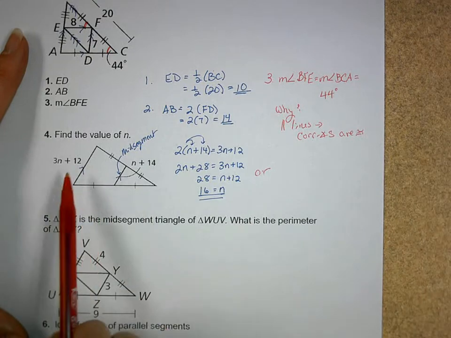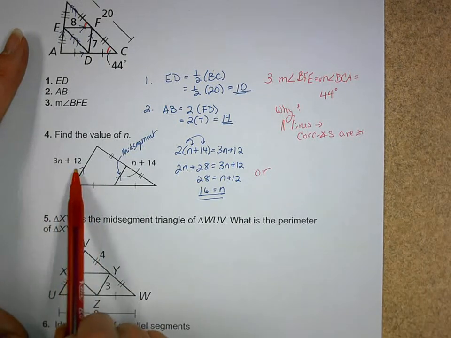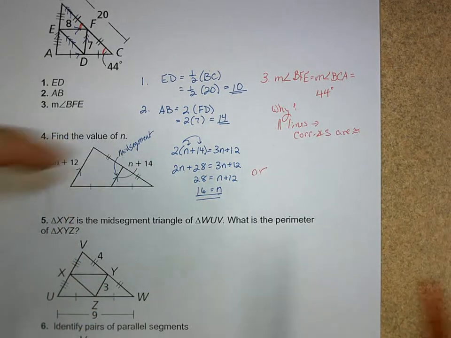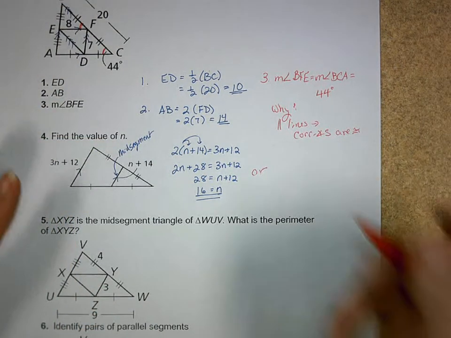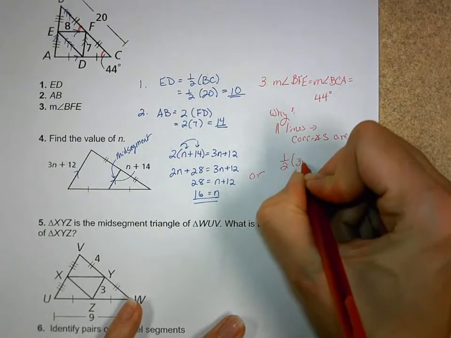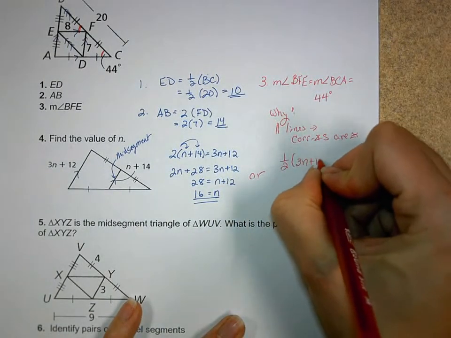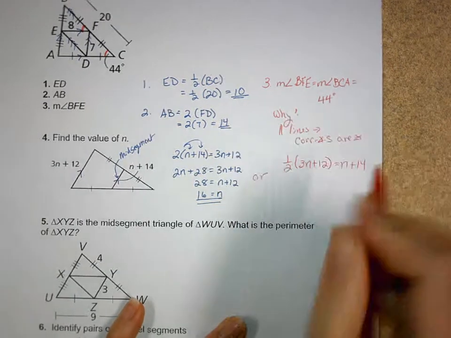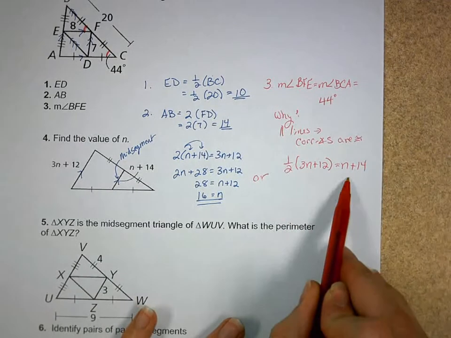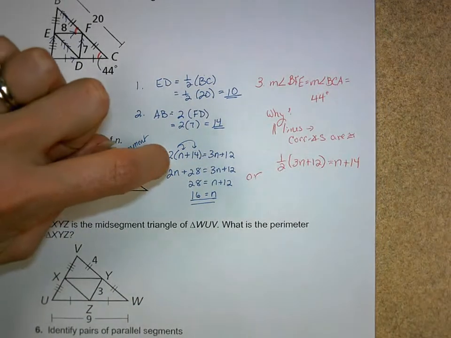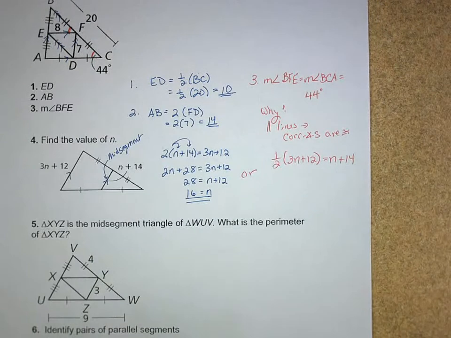Or I can use the fact that if I have 3n plus 12 here, half of that is equal to n plus 14. So I could also do it this way: 1/2 of 3n plus 12 is equal to n plus 14. But if I use this method, I'm going to have fractions to work with. This one allows me not to work with fractions, so it kind of saves me some time.